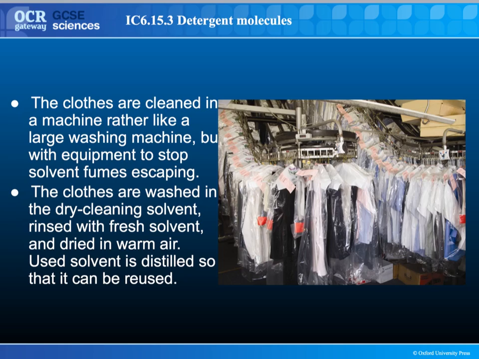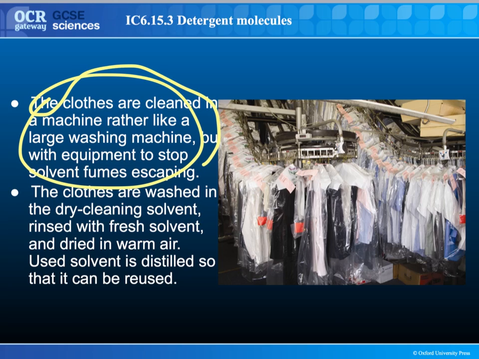The way that it works is that the clothes are cleaned in a machine that's just like a washing machine, but you have to make sure that the solvent fumes don't escape. Some of these solvent fumes can be flammable, so you have to be really careful with them. You wash them in the solvent, and then after it's finished, you rinse them with fresh solvent. Afterwards, you distill the cleaning solution so that we can reuse that solvent again. Because these solvents tend to be quite volatile, they evaporate easily from clothes without leaving a residue behind.